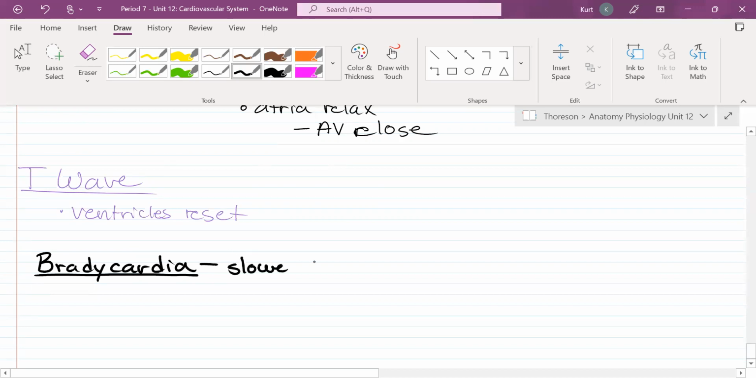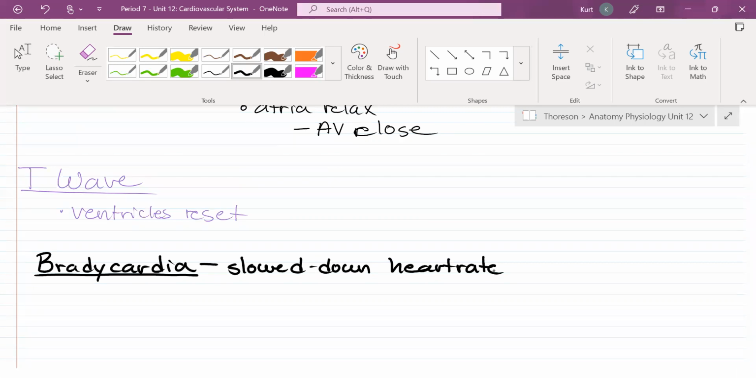Bradycardia is a slowed down heart rate. Tyler is in cross country. I would not be surprised if we put a bunch of leads on Tyler's body to get a read of his heart, and it was really slow, slower than normal. He's a cross country runner. He's really in shape. His heart does not have to struggle to pump blood.